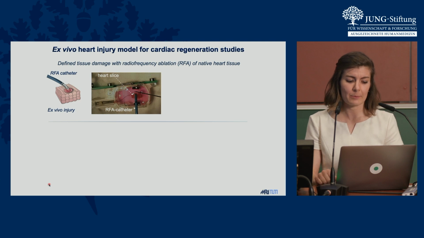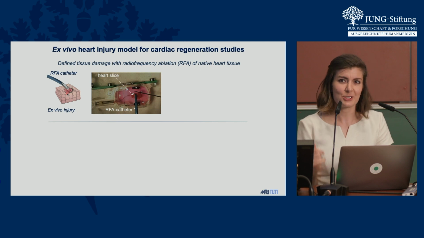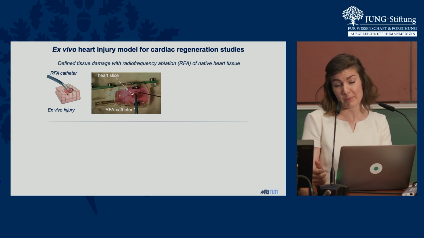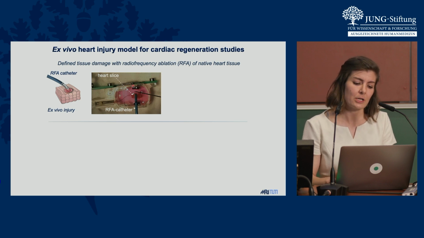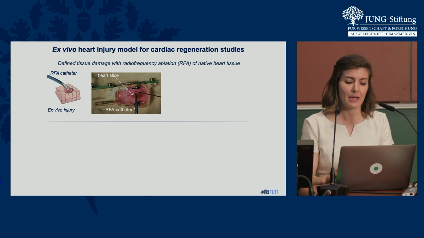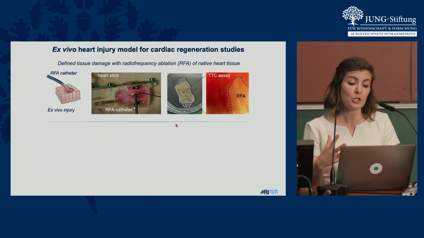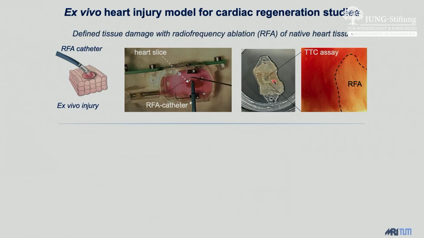And we did this by placing a very defined cardiac injury using an RFA catheter. It is called radiofrequency ablation, and some of the clinicians here might know it because we usually treat arrhythmia patients with that method. But we took our ex vivo cultured heart slices to the EP lab and placed a very defined injury with this RFA catheter within our ex vivo cultured slice.